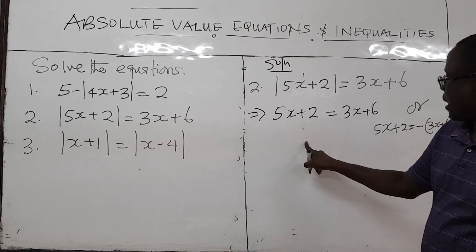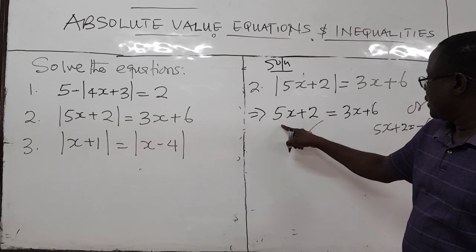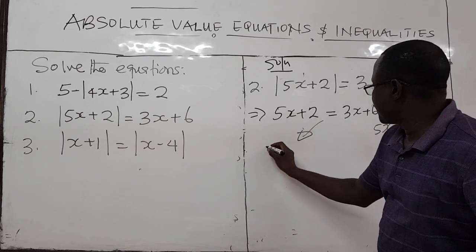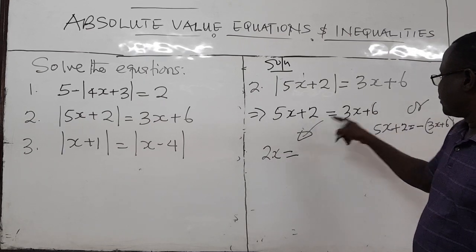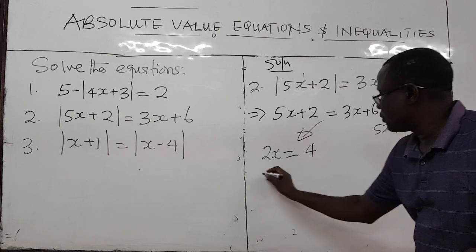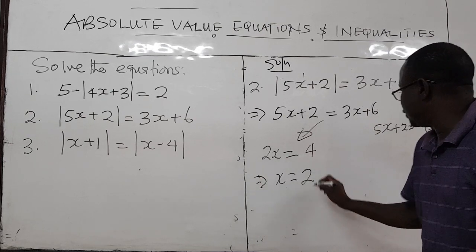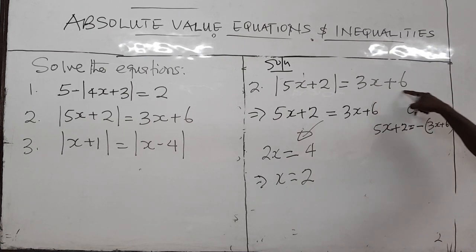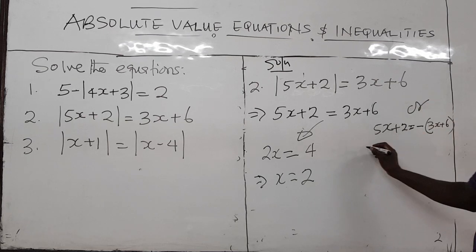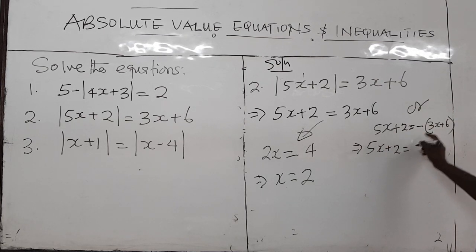So you solve this part, this equation. I'm going to bring 3x here. That will give me 2x. I get 6 minus 2, that gives me 4. This implies that x is equal to 4 divided by 2, which is 2. Here, the negative affects everything here. You have to be careful about that. So from here, 5x plus 2 is negative 3x minus 6.